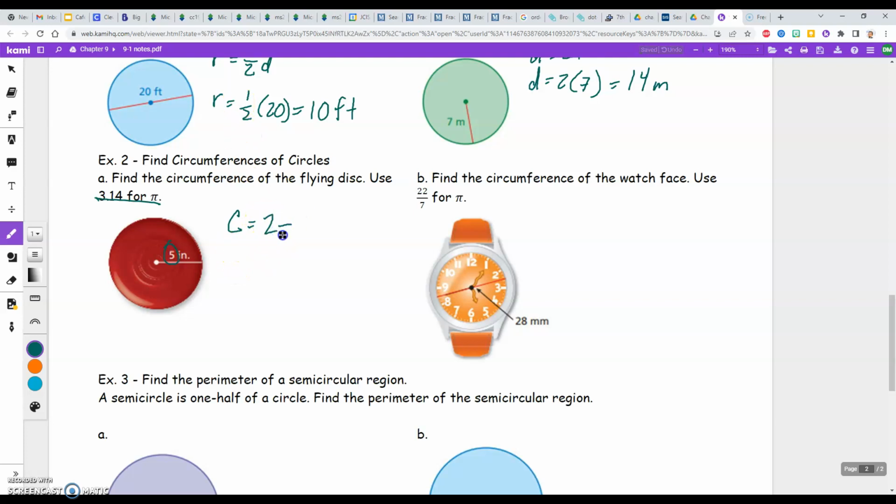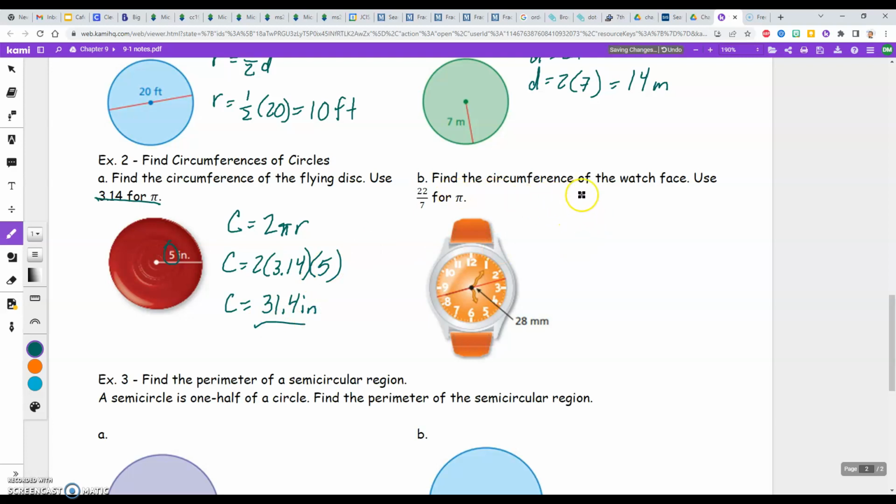So the formula for circumference with radius is 2 pi r. So we go 2 times 3.14 times 5. And when we put that in our calculator, we get 31.4 inches.